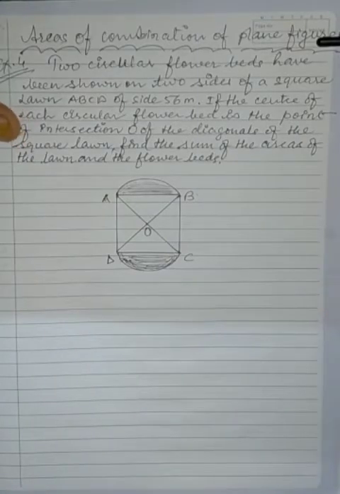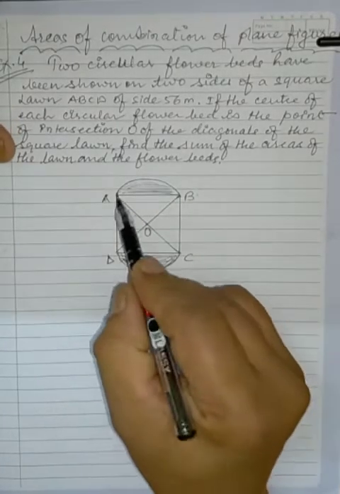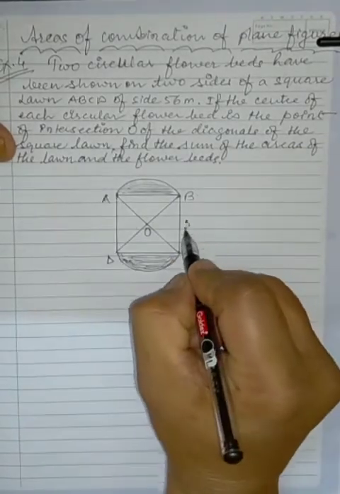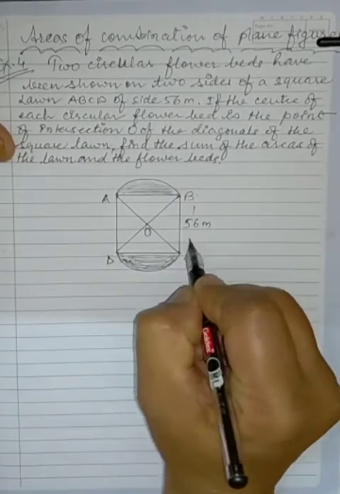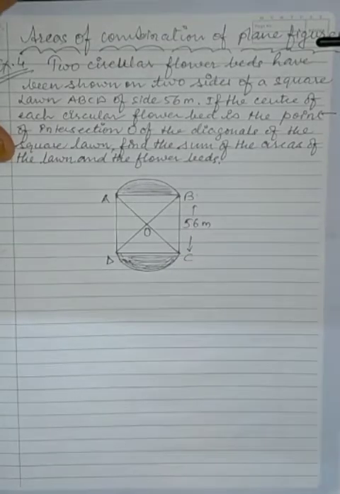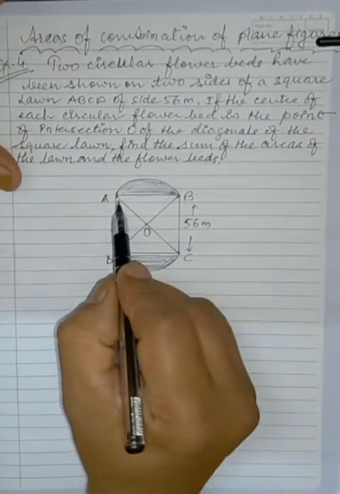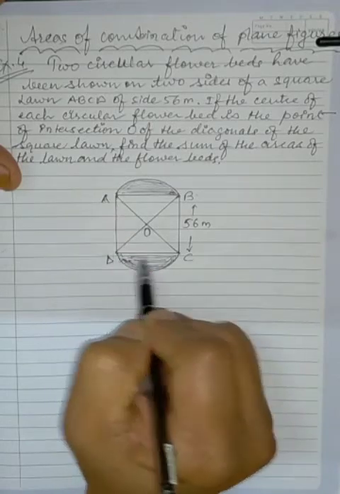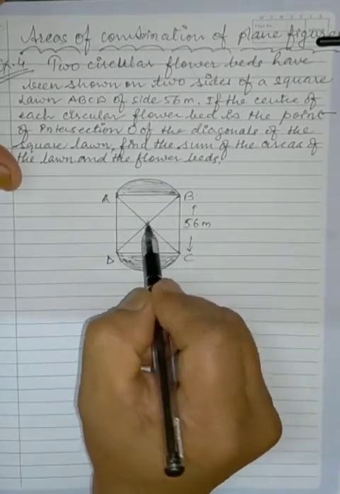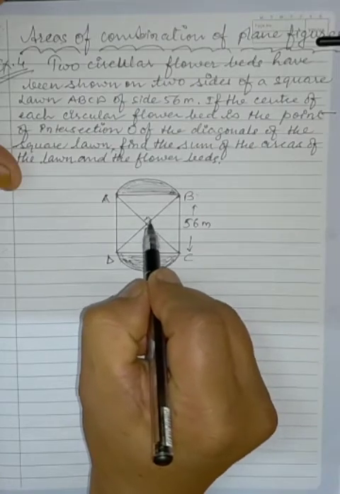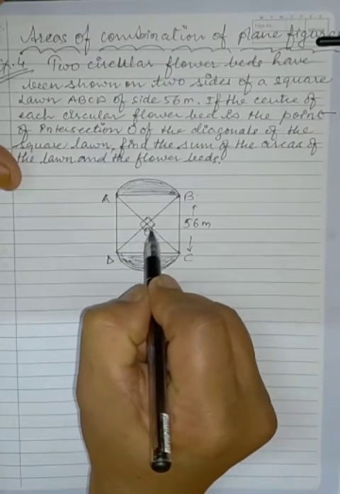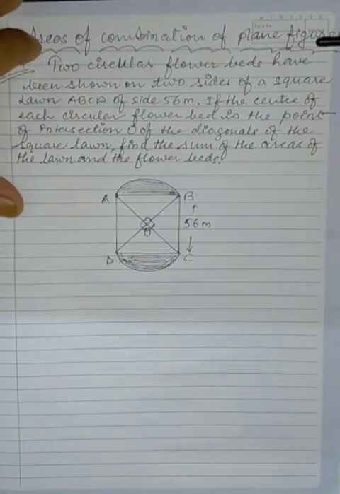Okay, and also we have to find out the area of the lawn, the square lawn ABCD. The side of the square we are given 56 meter. Now, as we have studied in the previous chapter, if we have a square ABCD whose diagonals are intersecting at O, we know that the diagonals of a square perpendicularly bisect each other.